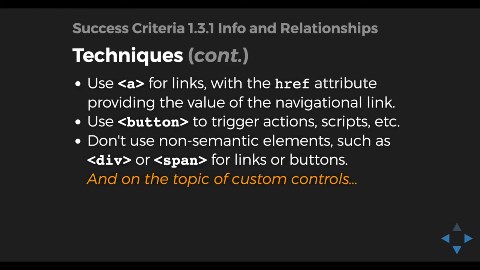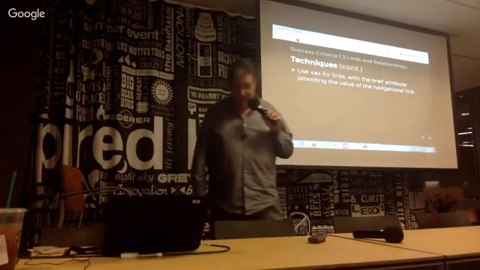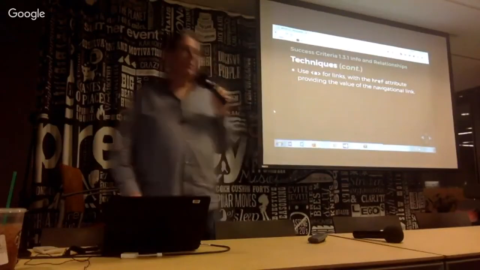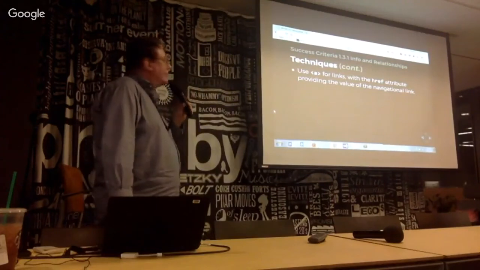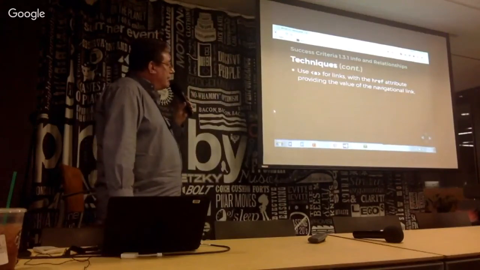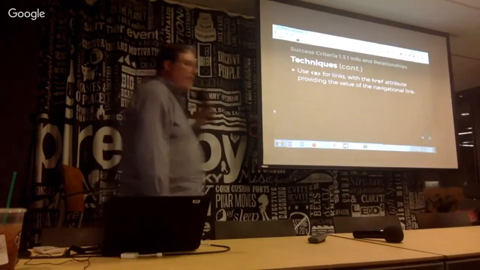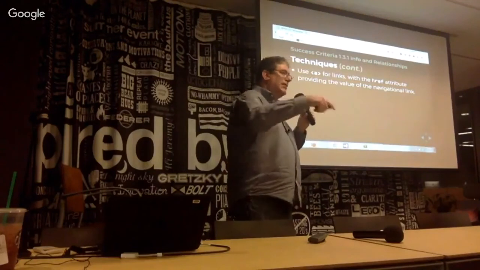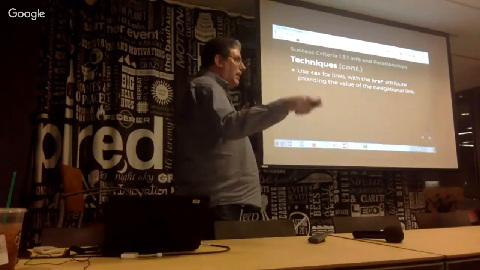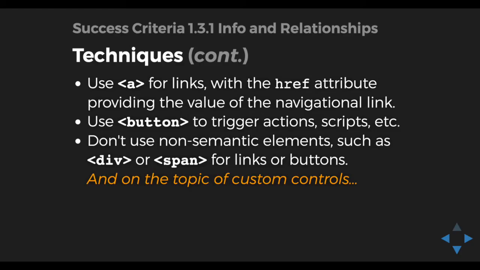Oh, here we go. Another can of worms. Use the A tag for links with an href. Did you know that if you have an A tag that doesn't have an href, it's not focusable? A tag should be used for navigation. It can run a script in addition to, but that should not be the primary function of the link.